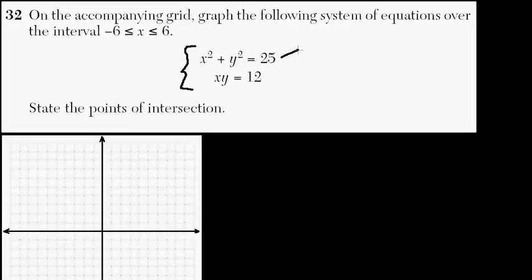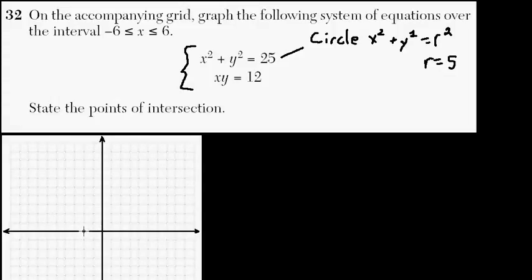Okay, the first we should recognize as a circle, because a circle is x squared plus y squared equals radius squared, right? And in this case, the radius equals 5. And there's no translations or anything going on here, so this is a circle centered at the origin of radius 5. Right, so let's go and graph that right now.